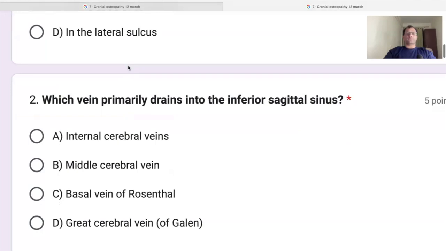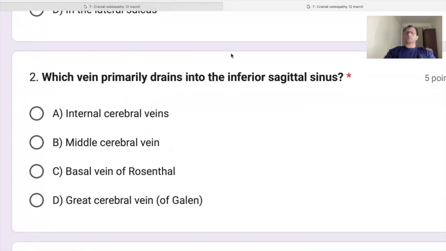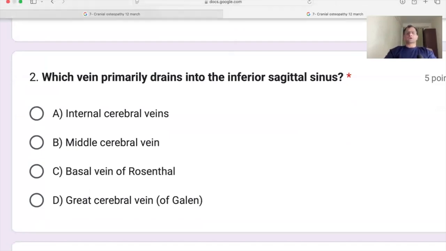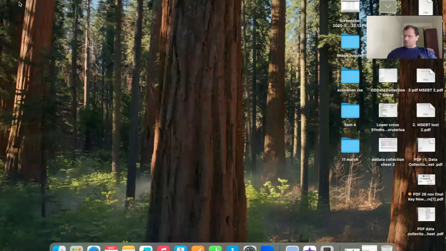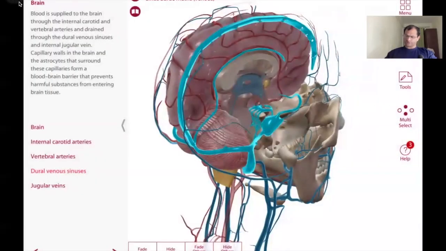Question number two. Which vein primarily drains into inferior sagittal sinus? Sir, this question is not clear. Okay, if you remember, I told you that there are two veins. It is great cerebral vein. I will tell you. So not an issue if this answer is wrong. Maybe there might be a little bit of confusion. So now focus here.